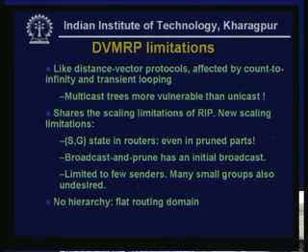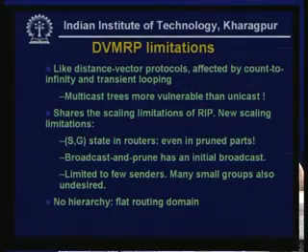So, you may have (S,G) state in routers even in pruned parts. Then, broadcast and prune has an initial broadcast. When I say flood and prune, you are actually flooding the network. So, there is some kind of broadcast going on, and if the network size is small, this broadcast may be acceptable, but when the network grows bigger and bigger, broadcast becomes unacceptable. That is another problem in scaling. It is also limited to few senders, and many small groups are also undesired. Since this essentially forms a source based tree, you can have only a few senders. If you have a large number of groups, once again you have the problem of maintaining so many trees, so that also becomes a limitation for scaling.